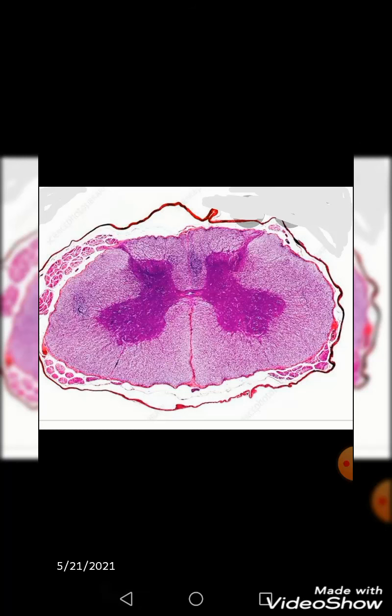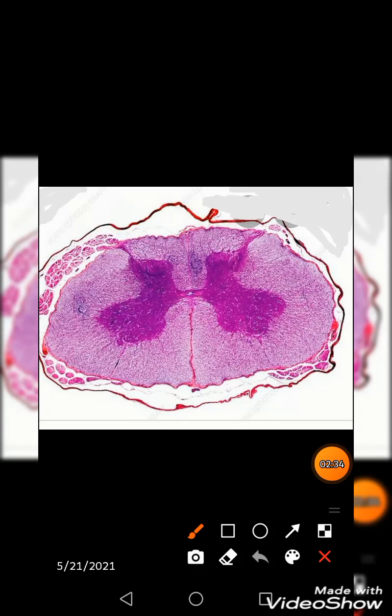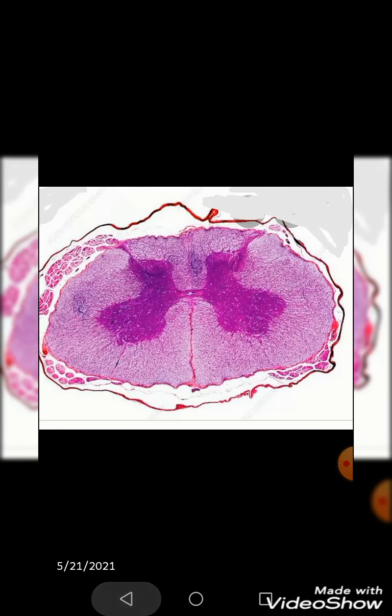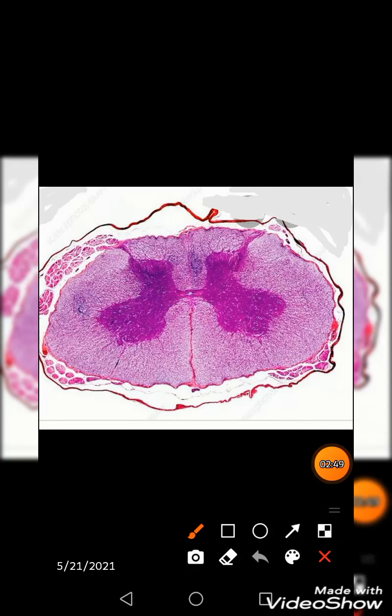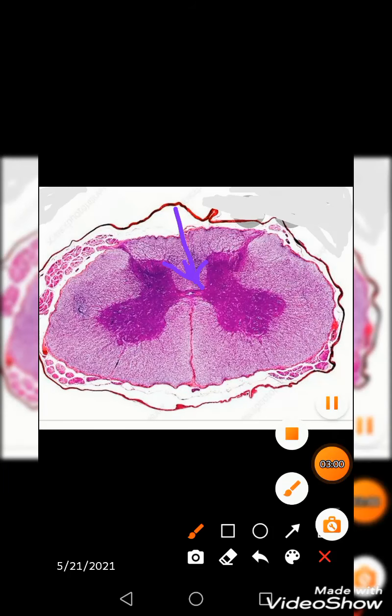right? And the part of this gray matter that joins anteriorly in the middle, anterior to this central canal, is the anterior gray commissure, and the part of the gray matter that joins this H-shaped structure in the middle behind the canal is called the posterior gray commissure, right?